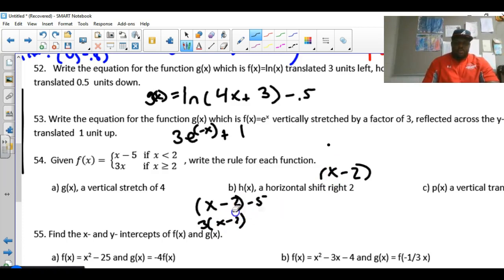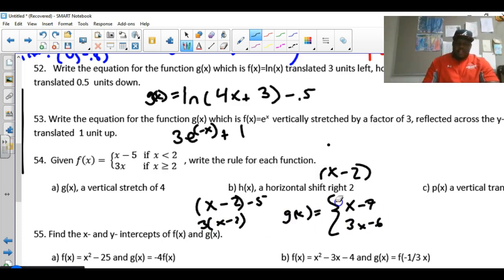Okay, now simplify that. When we do that, we get x minus 2 minus 5. See like terms right here, so let's simplify it: x minus 7, because I can combine those like terms. And here I get 3x minus 6, distributing the 3.